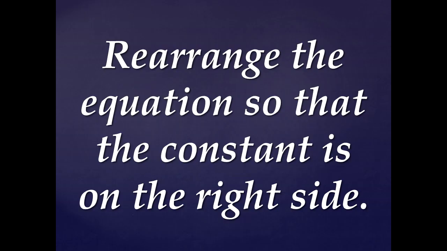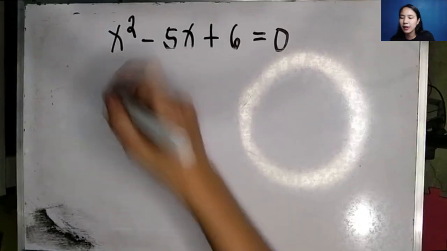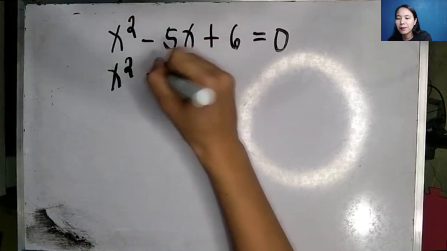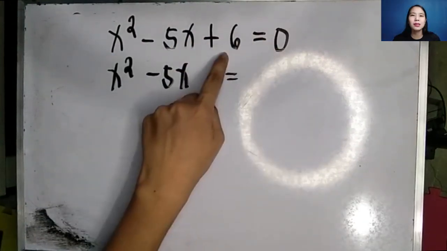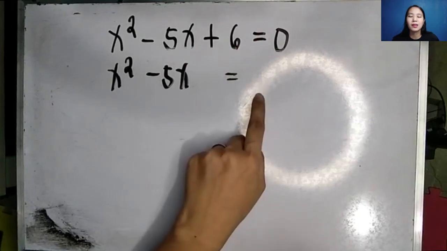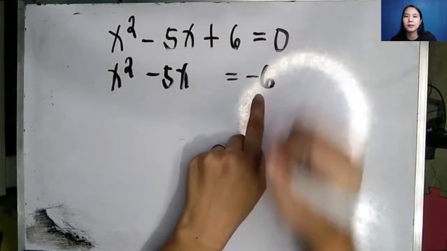The second step is to rearrange the equation so that the constant is on the right side. So we have x squared minus 5x equals, our 6 must be placed on the other side, so it will become negative 6.